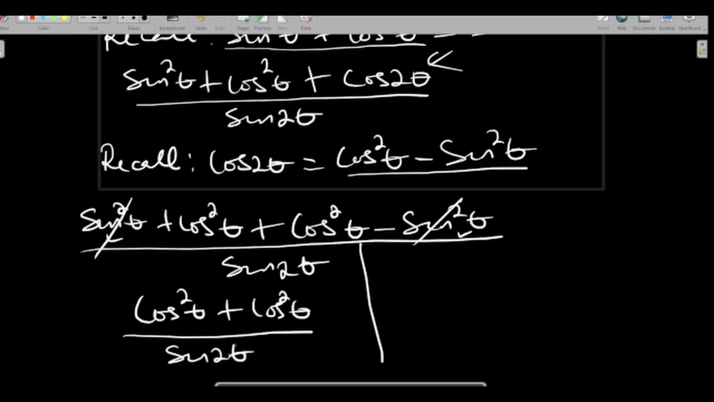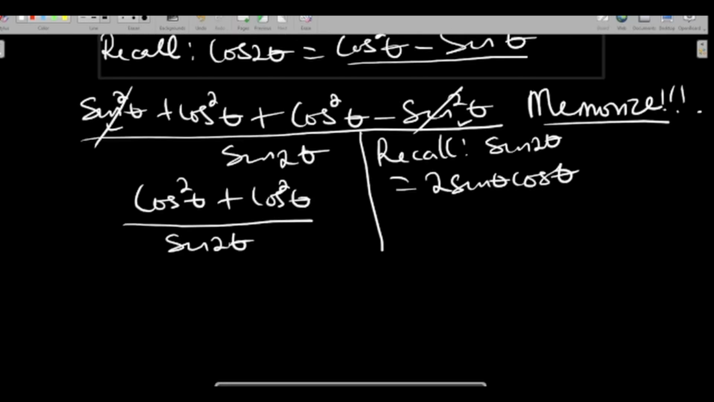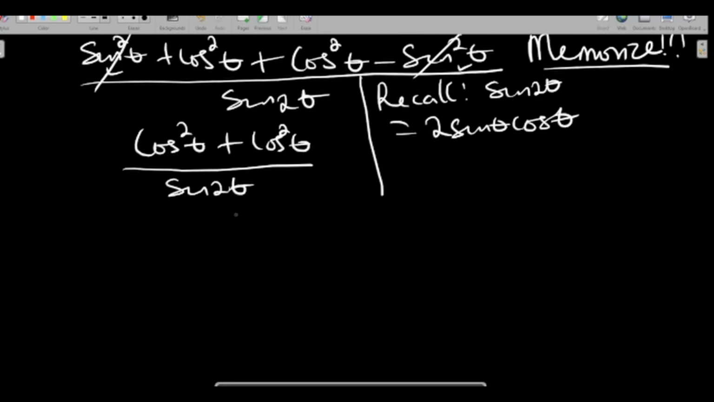We also have to recall again that this denominator is also a double angle identity. Whenever you have sine 2 theta, this is equal to 2 sine theta cos theta. Like I said, you need to memorize these identities. They are really very important. You cannot do without memorizing them. You need to memorize them. So if sine 2 theta is equal to 2 sine theta cos theta, that means that wherever we see sine 2 theta, we replace it with its equivalent, right?